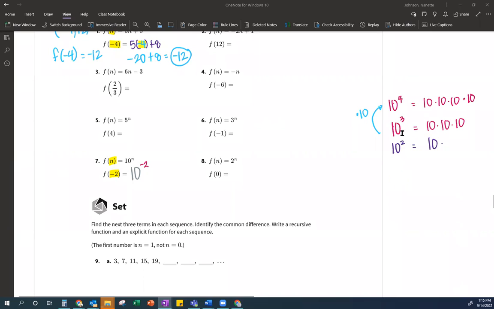So if you notice, from 10 cubed to 10 squared, I'm thinking of Noah right now, right? Because he says, hey, Ms. Johnson, you just go backwards. So how do you go backwards of multiplying by 10? Well, going backwards means I'm going to divide by 10, right? I'm going to divide by 10.